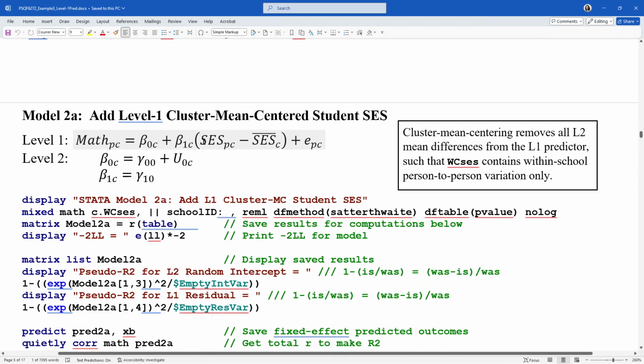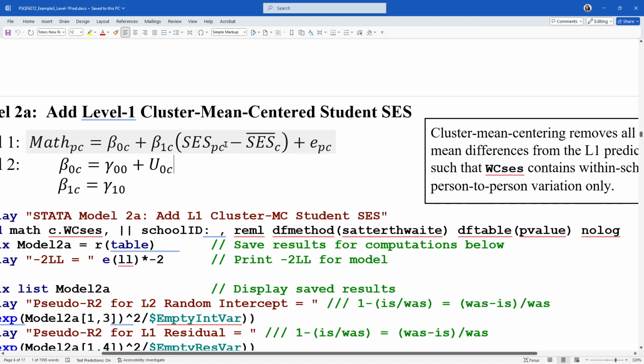So we added in cluster mean centered SES. That is the original level 1 variable minus the mean across the rows for that cluster that we had to ask the software to compute. This is something you have to do yourself, and there is code to do so in all the packages.